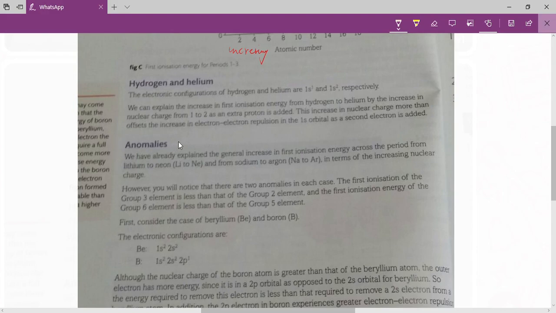Anomalies. As usual, you know that generally ionization energy increases from left to right, from lithium to neon and sodium to argon, as the nuclear charge increases. I think there are two types of anomalies. First, the ionization energy of a group third element is less than a group second element. And the first ionization energy of a group sixth element is less than a group fifth element.